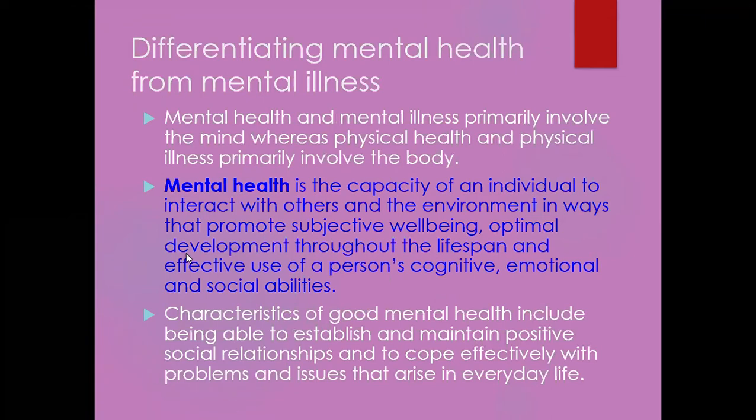Differentiating mental health from mental illness. Mental health and mental illness primarily involve the mind, whereas physical health and physical illness primarily involve the body. So it is very explainable, no? Mind, psychological. Mental health is the capacity of an individual to interact with others and the environment in ways that promote subjective well-being, optimal development throughout the lifespan, and effective use of a person's cognitive, emotional, and social abilities. So when we say mental health, it does not only follow that only for our thinking, no, but also our intelligence, also our psychological well-being, our emotional well-being, or our interrelation, that is a part of mental health.